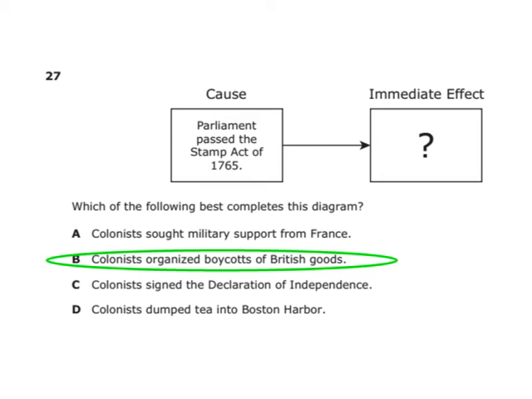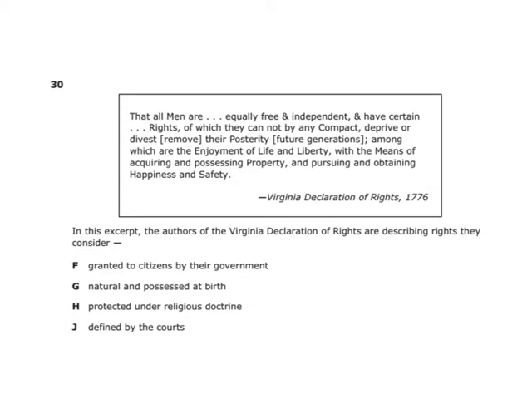Okay, moving on. That all men are equally free and independent and have certain rights of which they cannot, by any compact, deprive or divest their posterity, future generations, among which are the enjoyment of life and liberty, with the means of acquiring and possessing property and pursuing and obtaining happiness and safety. Virginia Declaration of Rights, 1776.